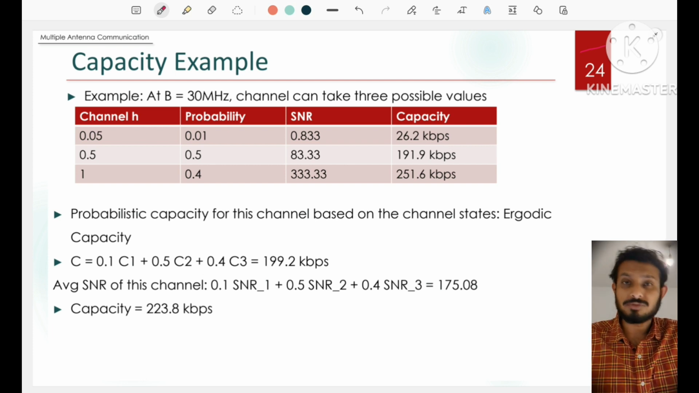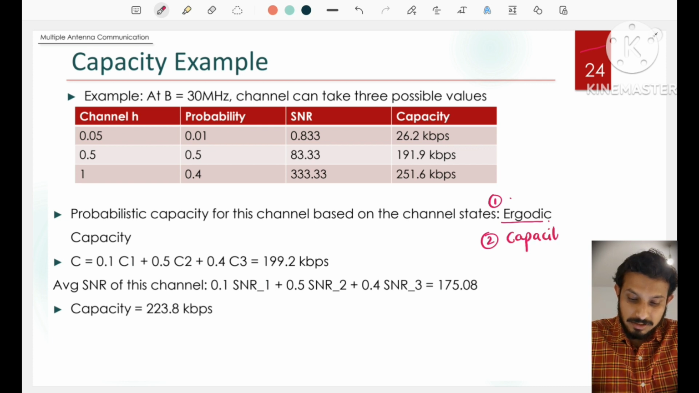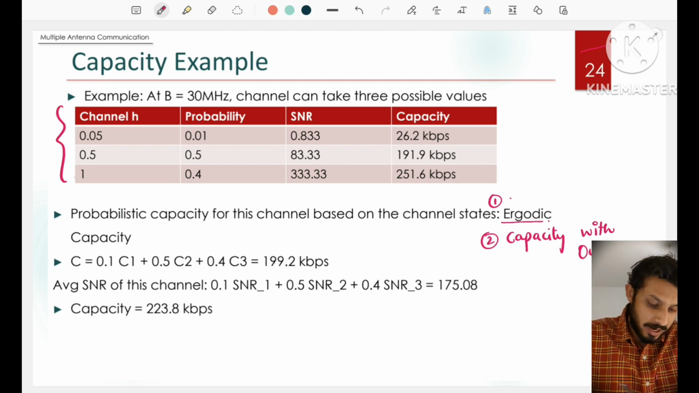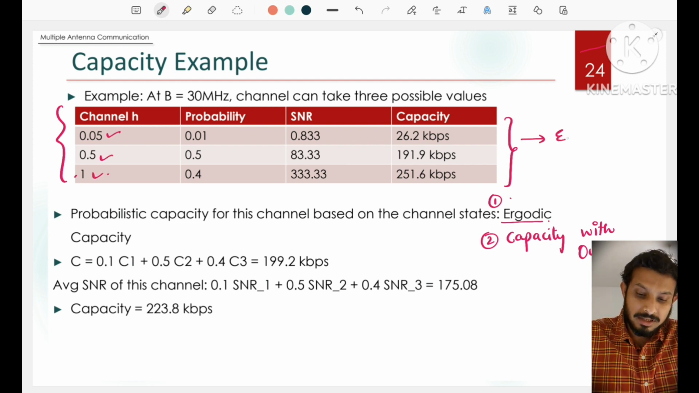So for the first case, when only the receiver CSI is available, we define two capacity definitions. First is the ergodic capacity and second is the capacity with outage. And with this example, we show what ergodic capacity is. So now if we take the probabilistic capacity for this channel based on the different channel states, what we end up with is ergodic capacity.